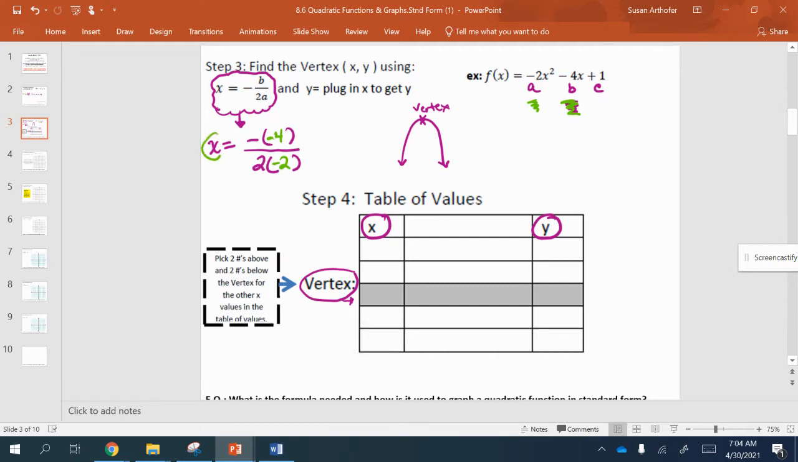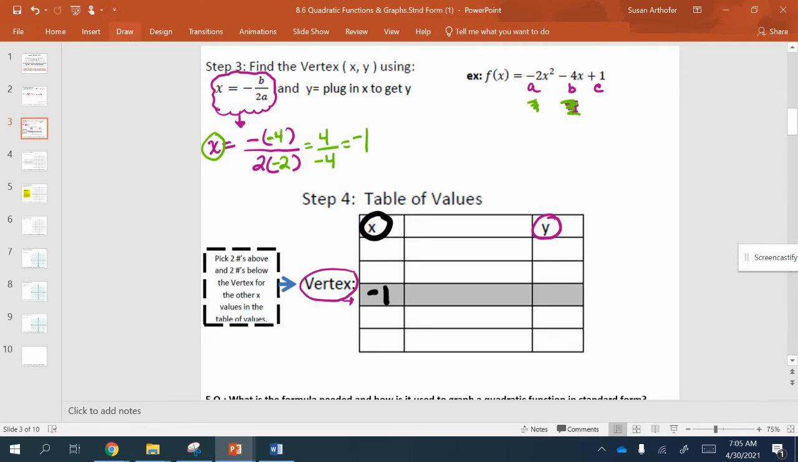That'll be how much our x is. So negative negative 4 equals positive 4, and 2 times negative 2 is negative 4. And 4 over negative 4 equals negative 1. Negative 1 is our value for the x. And we're finding the xy point of this vertex, okay? That's what we're finding.